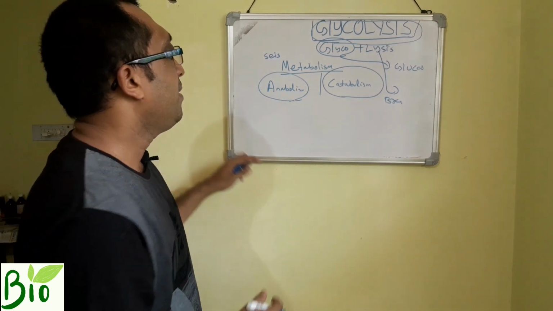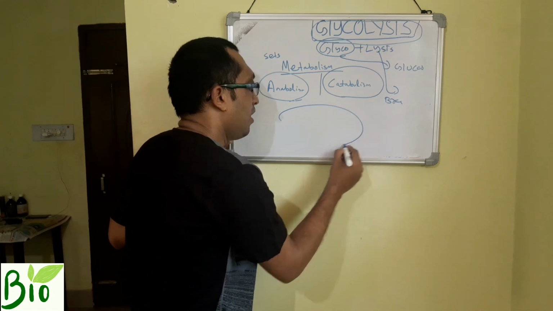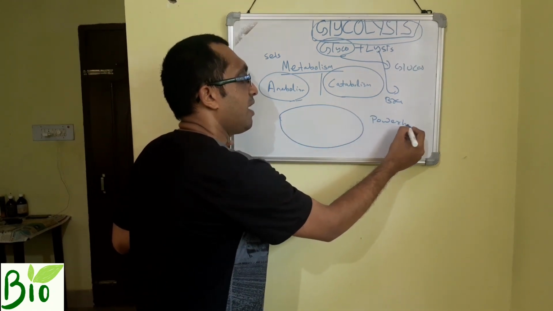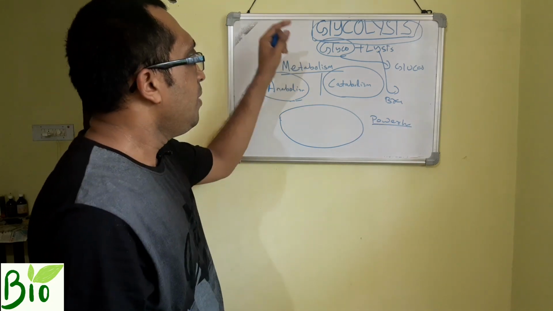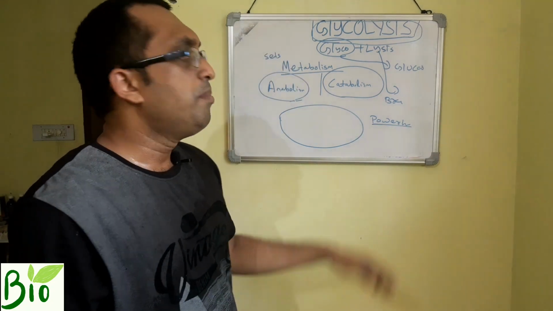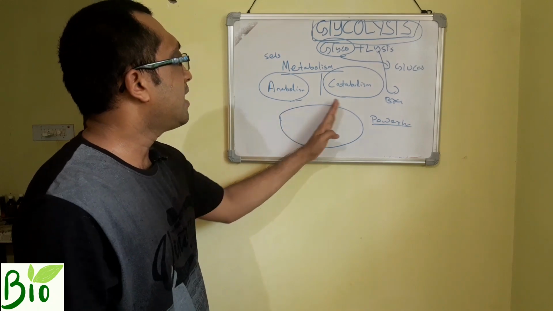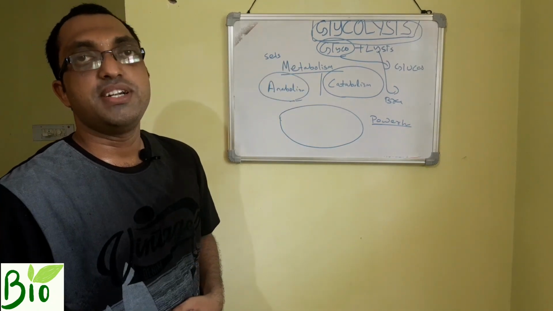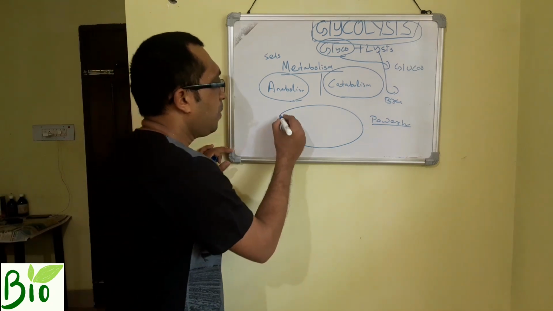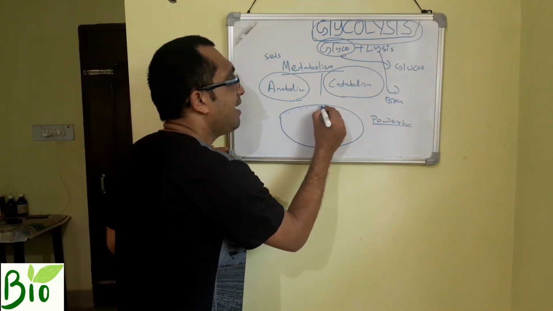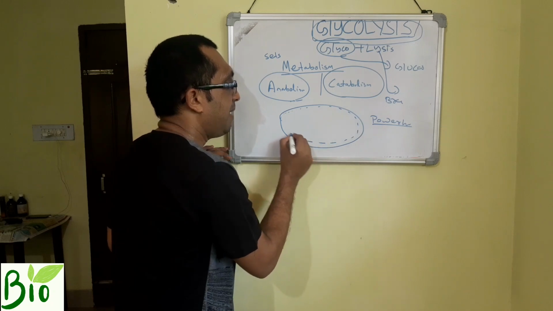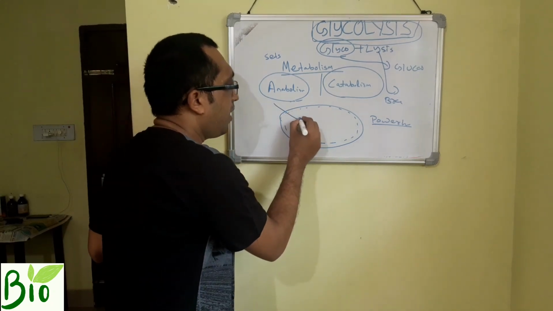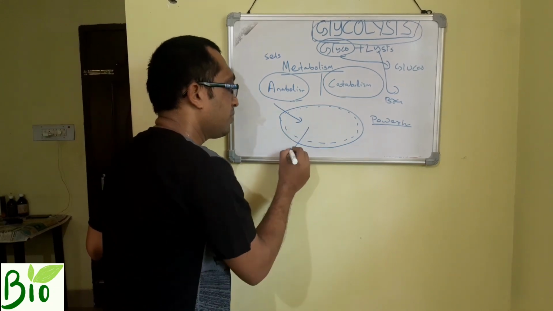Students, you know your mitochondria is the powerhouse of the cell. Most of the catabolic reactions, most of the respiration, occur inside where? Mitochondria. But in the case of glycolysis, it is different. Why? Because the membrane of mitochondria is selectively permeable. It does not allow glucose to enter or glucose to exit.